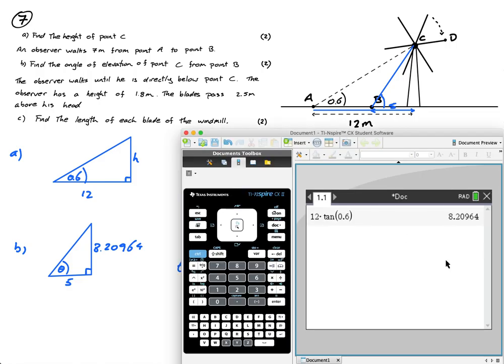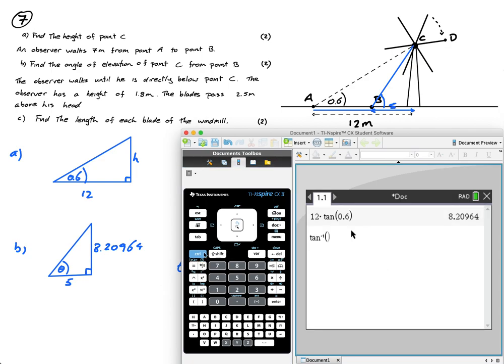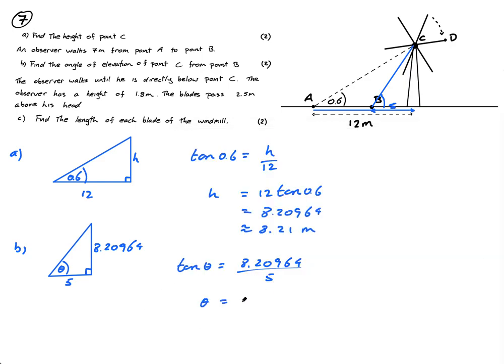Let's write this here. It's the inverse tan of 8.20964 over 5. Press enter. 1.02376, which is approximately equal to 1.02. And this is in radians, so I'll just leave it at that. Okay, that's part A and B done.